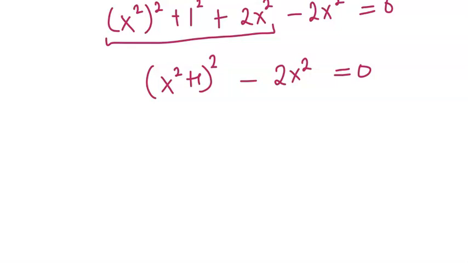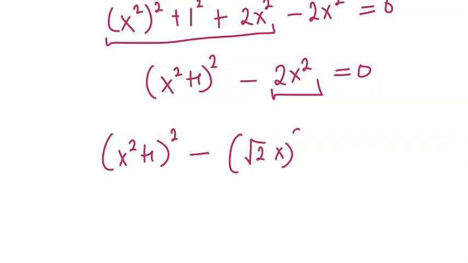But wait a minute. This is not a perfect square yet, right? Because these two here should be written as something squared. So that should be root 2 squared, right? Putting it together with x squared, that will give us root 2 times x all squared. So we get x squared plus 1 whole squared minus, so this will be root 2 multiplied by x whole squared. So this is equal to 0.